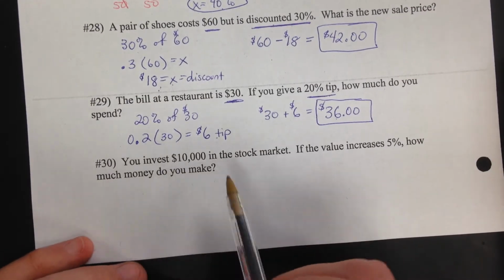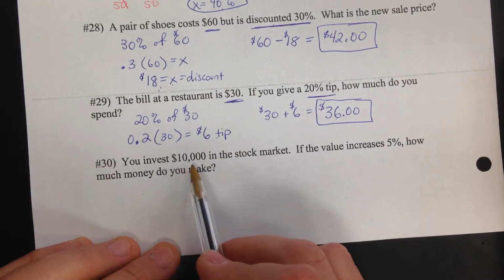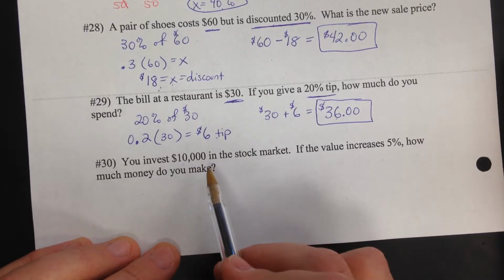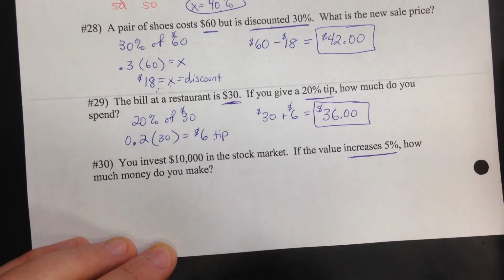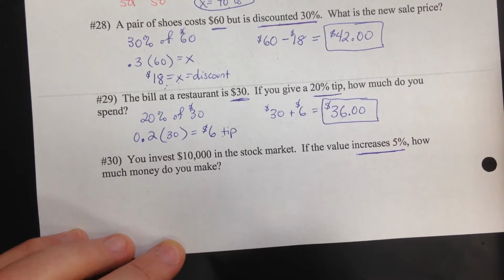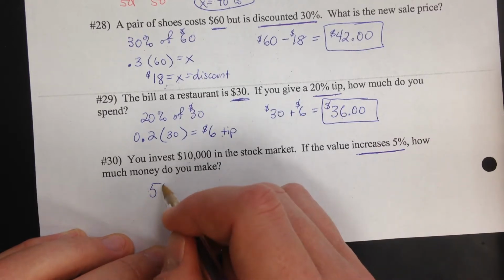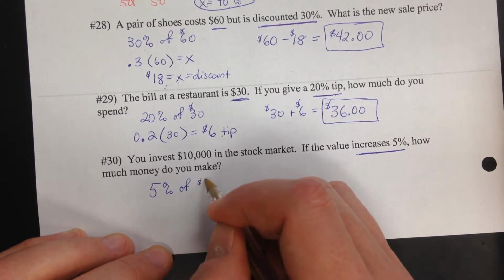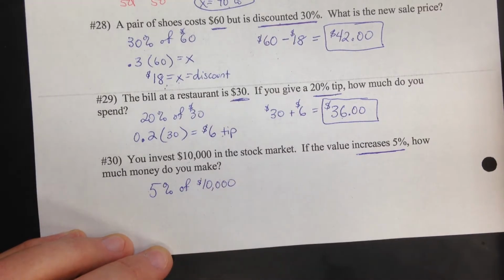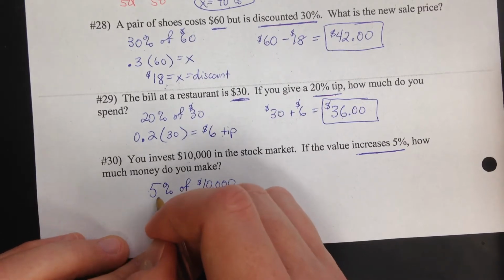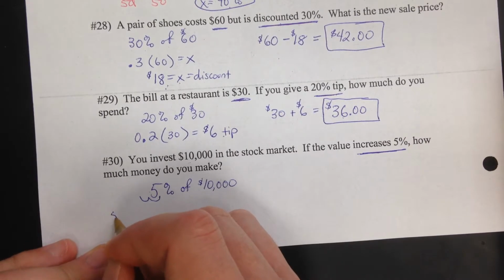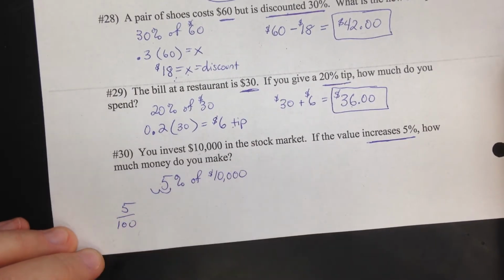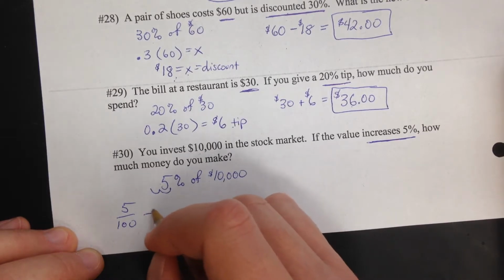All right, the last one, number 30, you invest $10,000 in the stock market. Okay, that'd be nice to have. If the value increases 5%, how much money do you make? Well, the question is, what is 5% of $10,000? That's the amount that we're going to make in profit. 5%, I'm going to take the decimal, I'm going to shift 2 spaces to the left, because 5% means 5 out of 100, and that is 0.05.